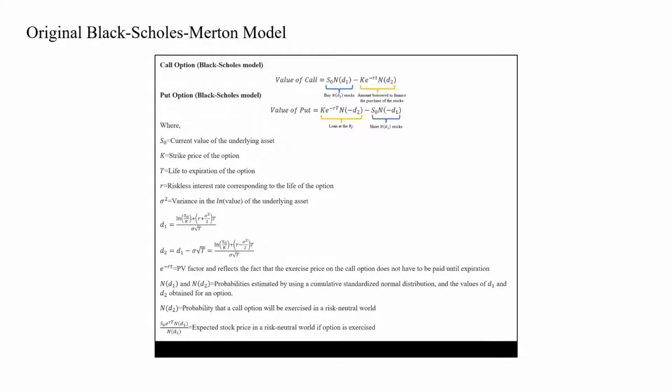Options can take two forms. It can be either calls or puts. Calls being the right to buy the underlying asset at a fixed price, whereas a put is the right to sell the underlying asset at a fixed price. And we're only talking about European options, which have no dividends, so they can only be exercised at maturity.